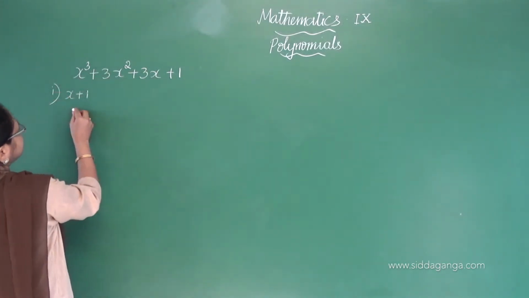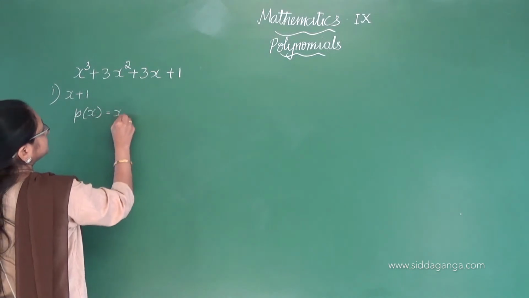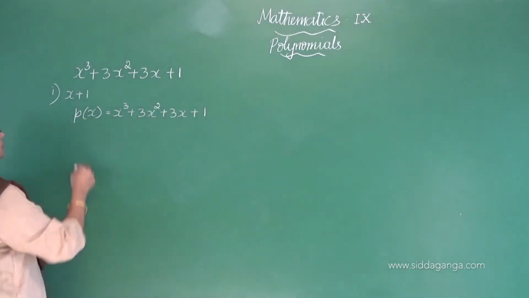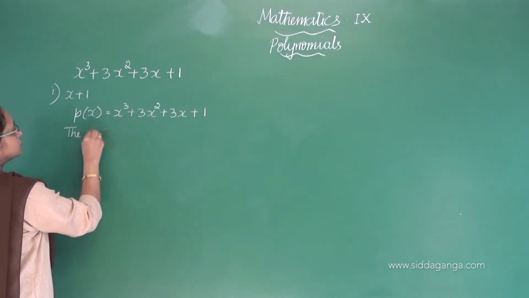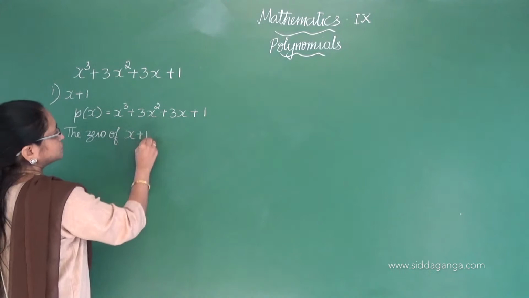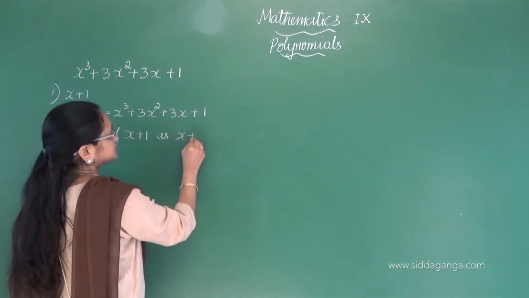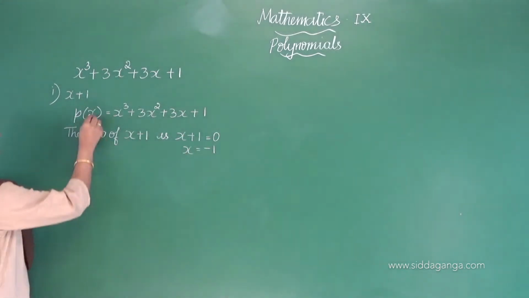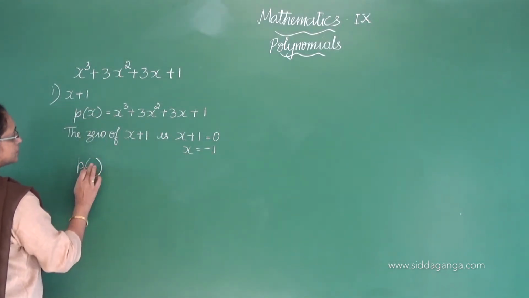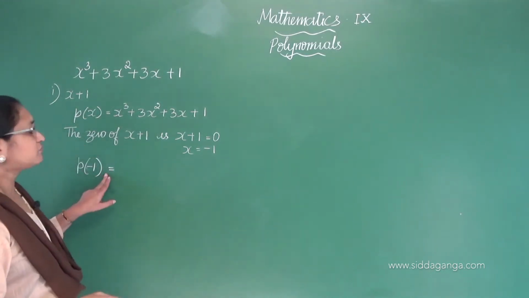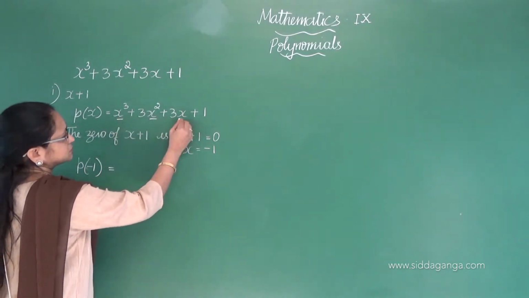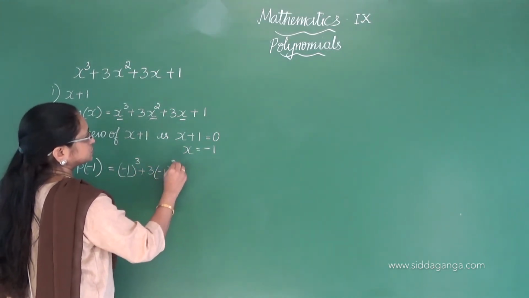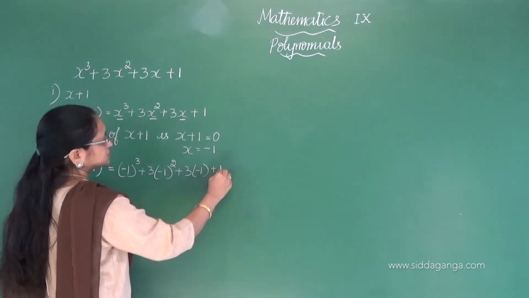Now by applying the remainder theorem, you all know p of x is equal to x cube plus 3x square plus 3x plus 1. Now the zero of x plus 1, you all know how to find it: x plus 1 is equal to 0, x is equal to minus 1. Okay, now we shall find p of minus 1. Now wherever x is present, you put minus 1.